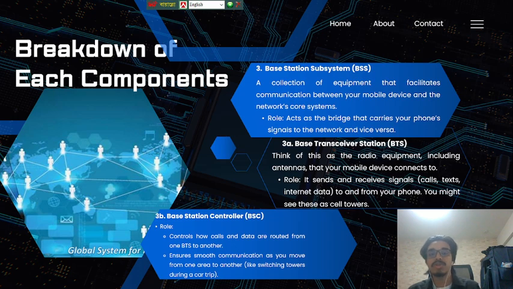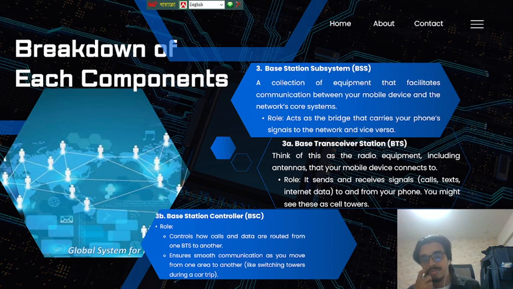Next is the base transceiver station, which stands for BTS. Think of this as the radio equipment, including antennas, that your mobile device connects to. Basically, these are the network towers we see. Its role is to send and receive signals, for example calls, texts, and internet data, to and from your phone. You might see these as cell towers.